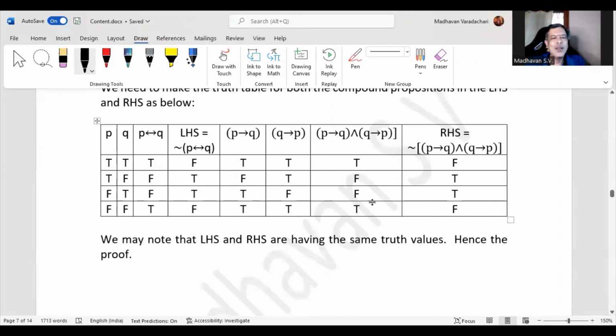So these are some of the fundamentals of mathematical logic.